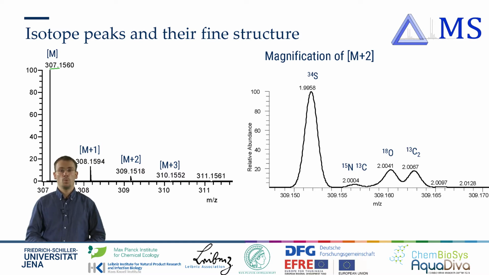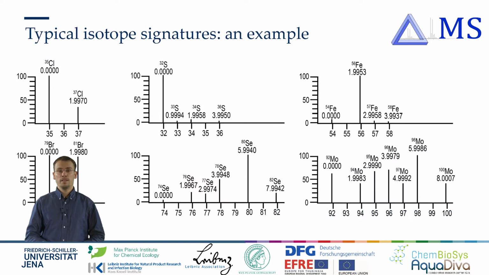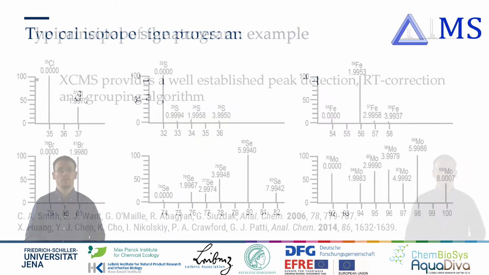In principle, we can also go the other way around and look in a spectrum for a pair of peaks with a specific mass shift and intensity ratio to search for sulfur-containing compounds, for example. This approach is not limited to sulfur, because a lot of elements have specific isotope signatures or patterns, for example bromine, chlorine, selenium, iron or molybdenum, or many more.